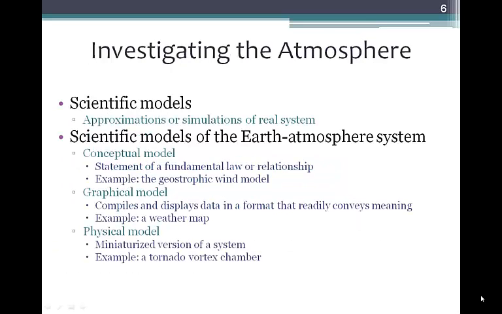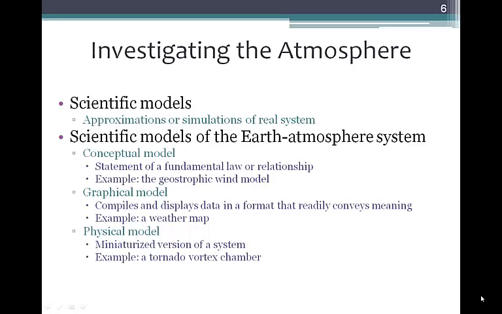To aid atmospheric scientists in investigating the atmosphere, they make up scientific models. Models of any type, in this case they're science models, but models are just approximations or simulations of some real system. In this case, the real system is the atmosphere. So different types of models. There are conceptual models that are basically just statements or fundamental laws or relationships. An example here is the geostrophic wind model. It's a model that allows us to understand how winds behave.